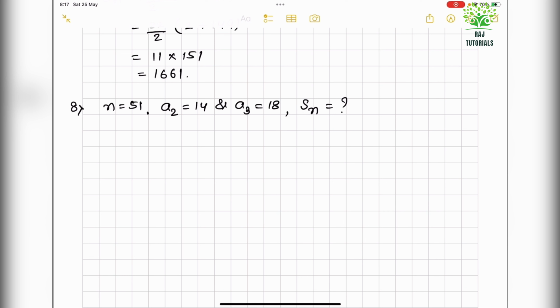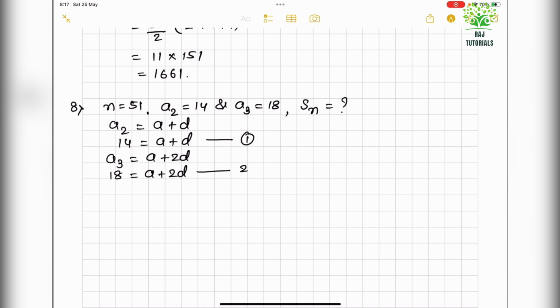Now 8th one says find the sum of first 51 terms of an AP whose second and third term are 14 and 18. So I am given A2, A3, I am given N51 and I have to find Sn. So see, I can say A2 will be A plus D. So 14 equal to A plus D, and this I can take as 1. A3 equal to A plus 2D. So 18 equal to A plus 2D, second.